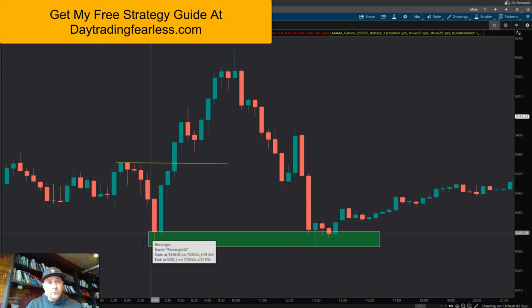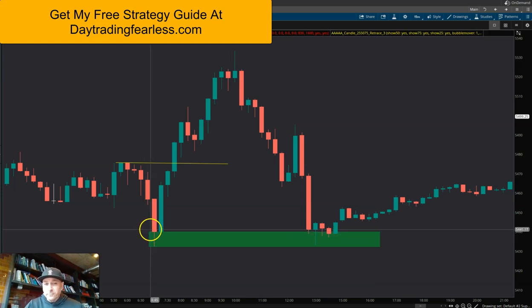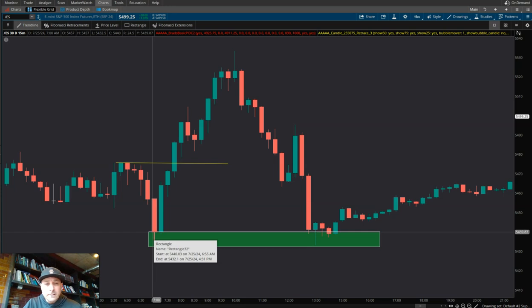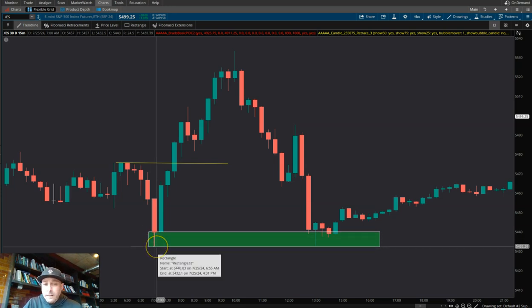all you do is you draw a box. It's very simple. Just box off that wick. And look, we could see this is essentially 39, we'll call it 40 for the high. And again, I'm looking at the S&P futures, so we're at 54.40. The low is 54.32, give or take. That's about 8 points worth of risk.